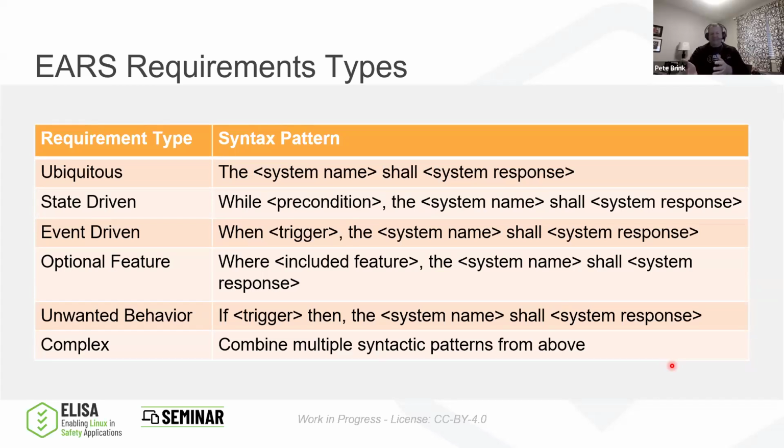For those of you who didn't see the answer, in this instance, Greg Shu asked a question at the very beginning of this whole thing: how do you write a requirement that is only applicable for a given release type? He gave the example of a release versus a debug mode version of the software. Well, we can have an optional feature: where debug mode, the system name shall system response. So we have an answer right here for how we constrain the requirement to be applicable in only a given situation.